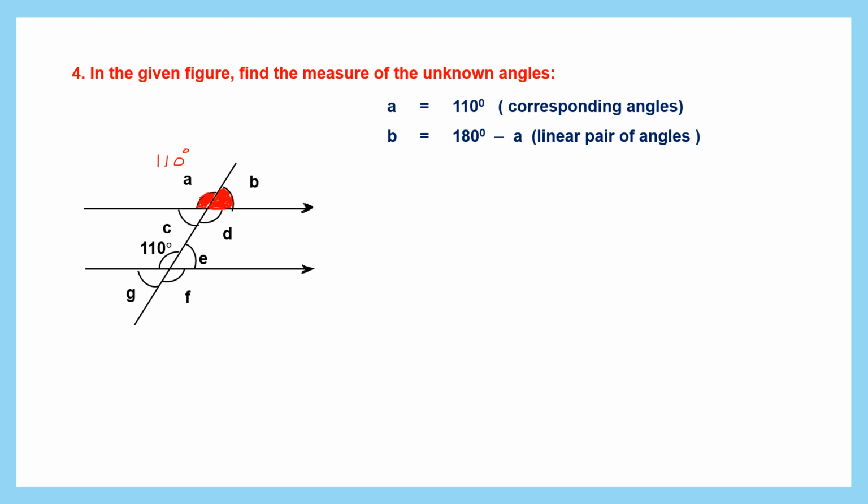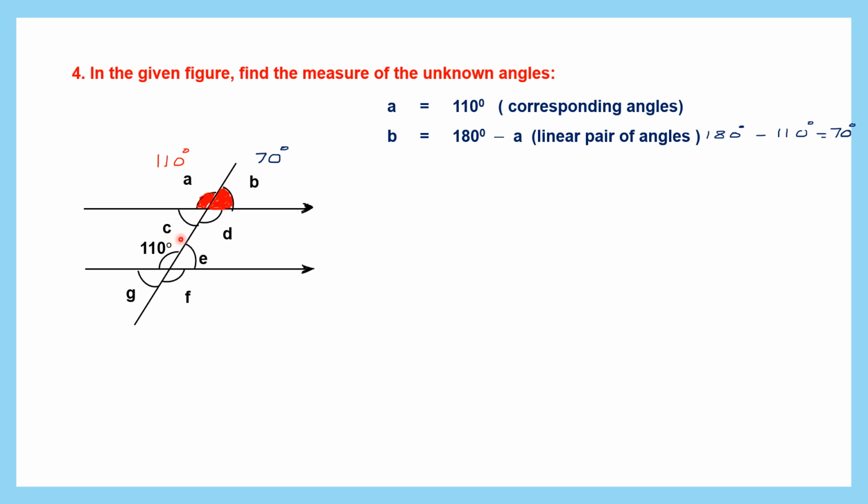So let's do that subtraction. 180 degrees minus 110 degrees, which is 70 degrees. 180 minus 110 is 70 degrees. So now we know that B is 70 degrees. Now together, can you see 110 and 70? They will add up to 180 degrees.